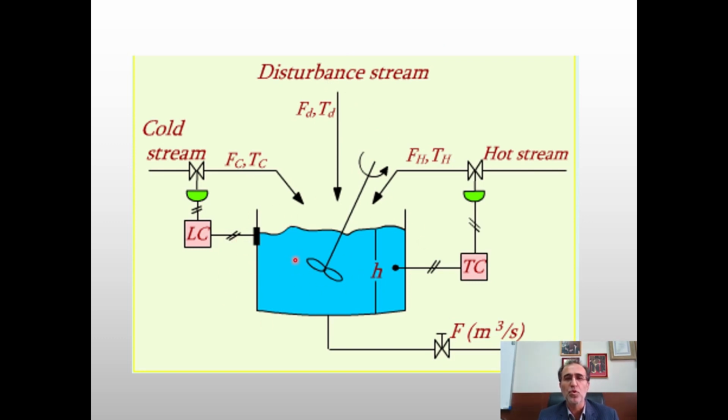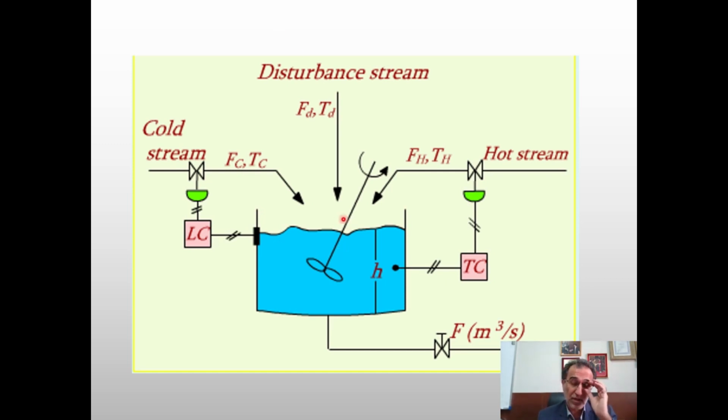Here we have two control loops: a level controller by this cold stream and a hot temperature controller, TC, by a hot stream. While we have two separate loops, level control by the cold stream and temperature control by the hot stream, any change in these controllers or any action by the controllers will affect or disturb the other control loop. So they interact. We say the system has interactions.